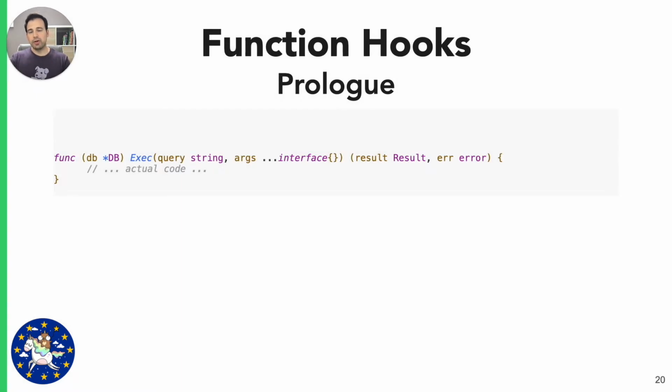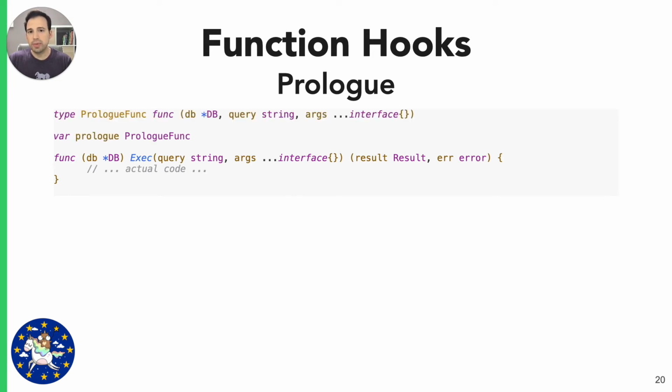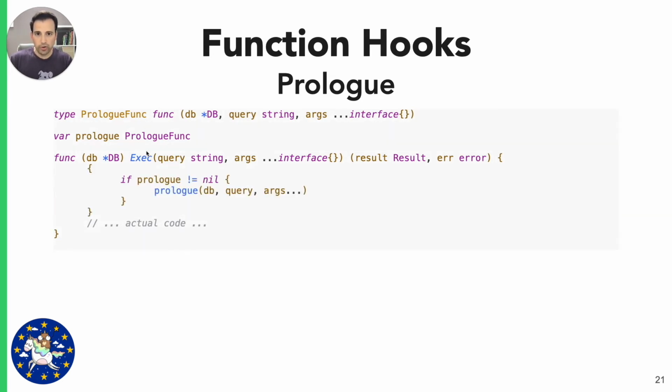So first, the prolog. In order to monitor the entry to the function, we will simply define the prolog as a function value expecting the same arguments as the instrumented function. And note how such a function value can be nil, which will be the value to use in order to disable the hook. So at runtime, when the prolog value is not nil, we can call it and pass it the function call parameters. So here is the call to the prolog.